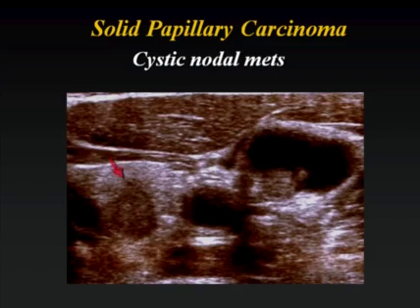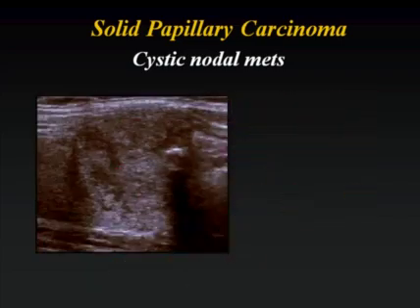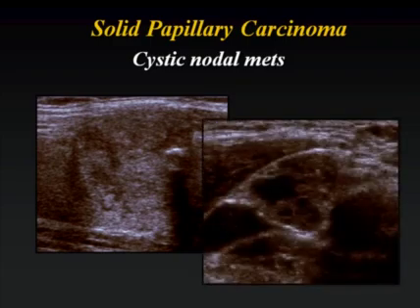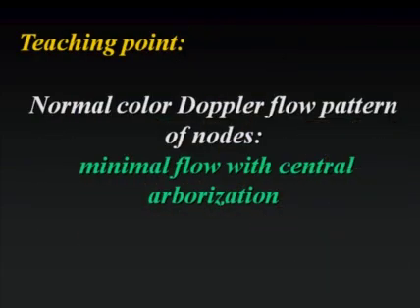Here's a patient with a primary cancer in the thyroid, and just immediately adjacent to it, the cystic nodal mets has an extensive cystic change. So again, there's often quite a discrepancy in the echogenic appearance of nodes versus primary cancer. Here's a solid papillary carcinoma that has calcification and yet extensive cystic change within the nodal mets.